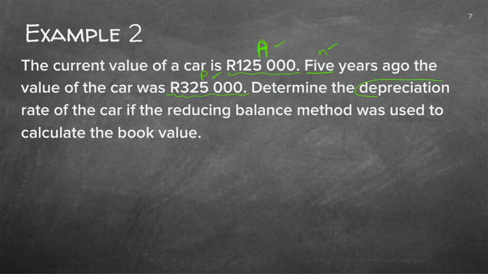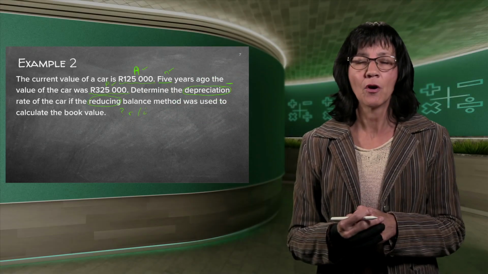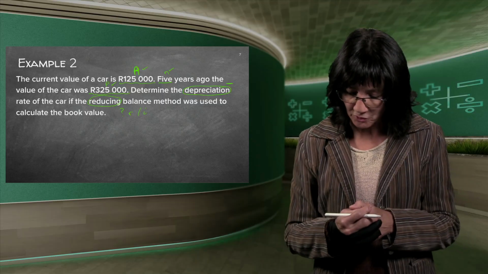Determine the depreciation. So I immediately know it's a minus formula of the car if the reducing balance method was used to calculate the book value. So they want the depreciation rate. So what do they want? The R or the I, whatever you call it. The I is normally the decimal format. If you give it in a proper answer, you'll say the R is equal to so much percent.